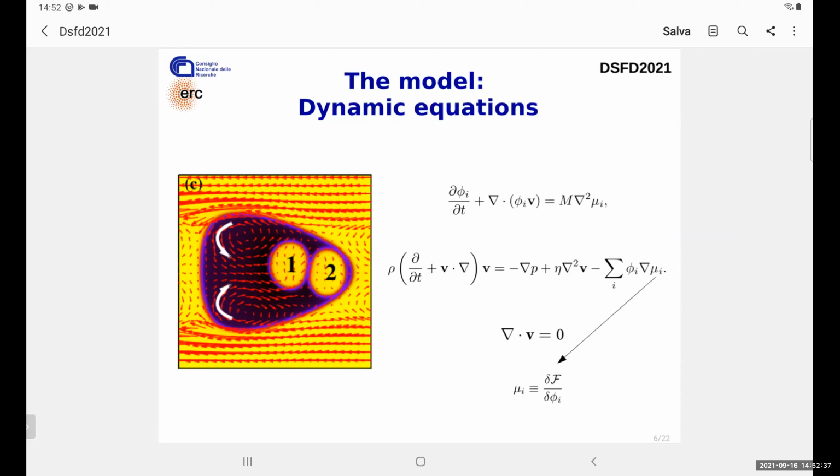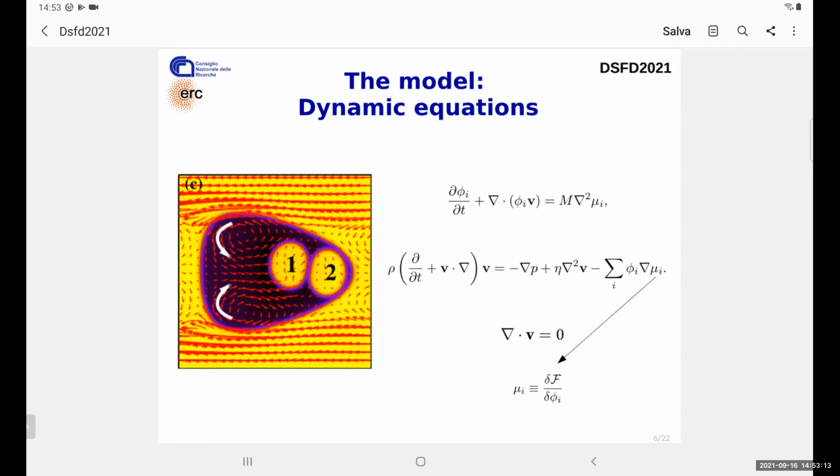The first of these is a set of convection-diffusion equations, where on the left-hand side you see the convective term, v·∇φ_i, and on the right-hand side you see the diffusive term, where there is a chemical potential μ_i. For those who are familiar with this formalism, it is the Cahn-Hilliard formulation of the dynamics of conserved order parameters. Then you have the Navier-Stokes equation, the second one, and the third one is the continuity equation in the incompressible limit.